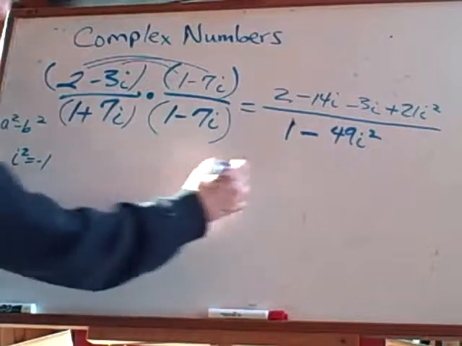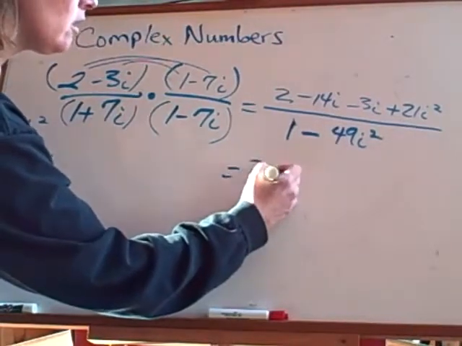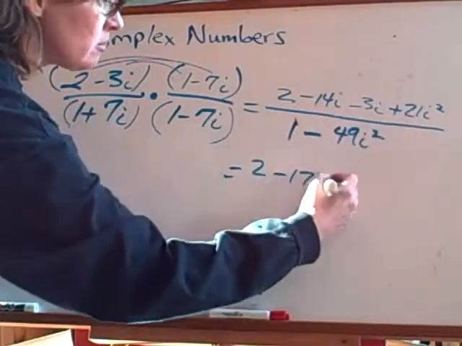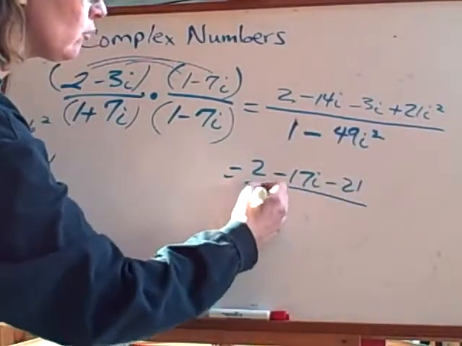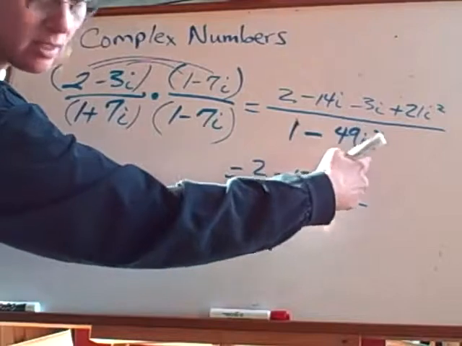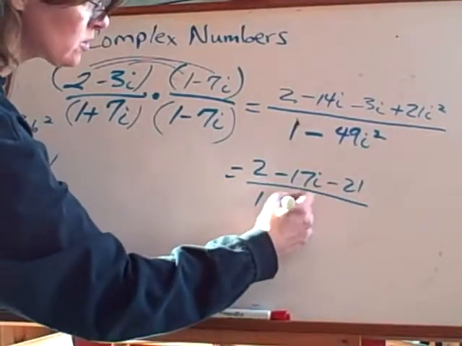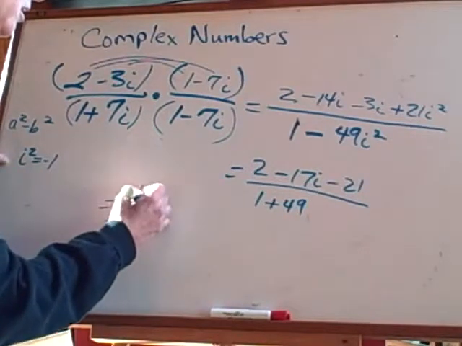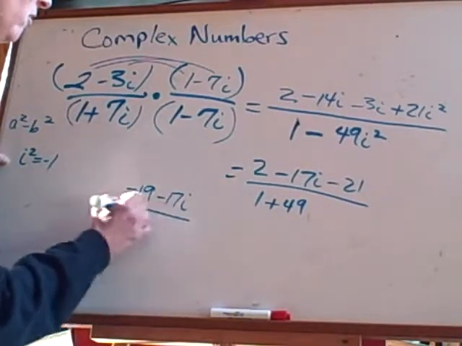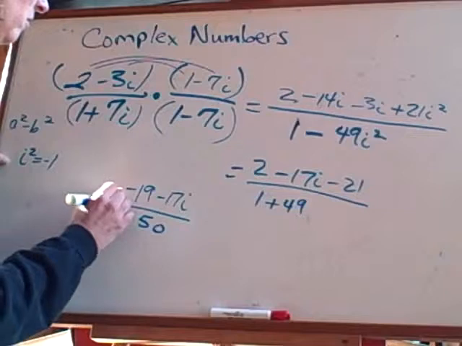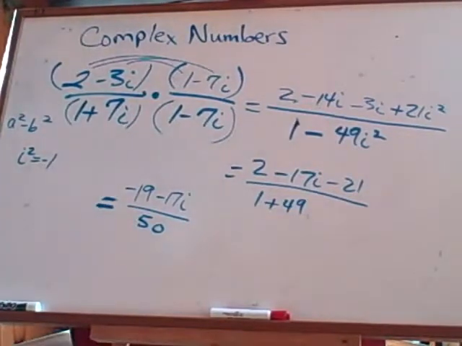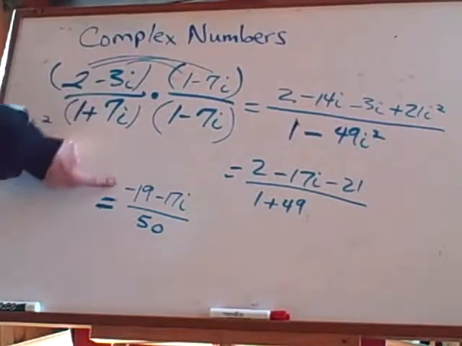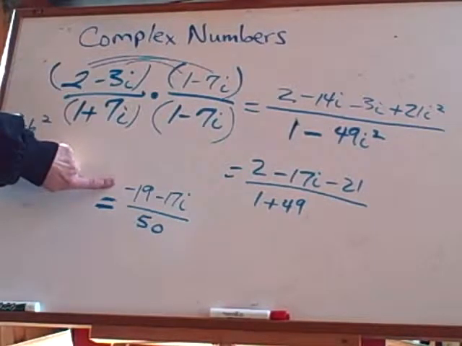So my numerator becomes 2 minus, I'm going to go ahead and combine those, 17i. This becomes minus 21, all over 1. This is the same thing as a negative 49, so it's like plus 49. So let's see, negative 19 minus 17i all over 50 is what I got. So when you divide these two, this is what you get for your final answer.